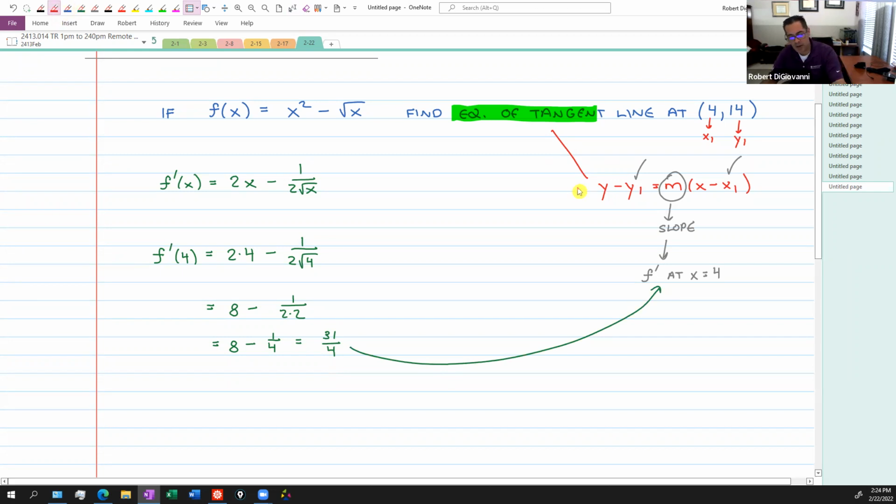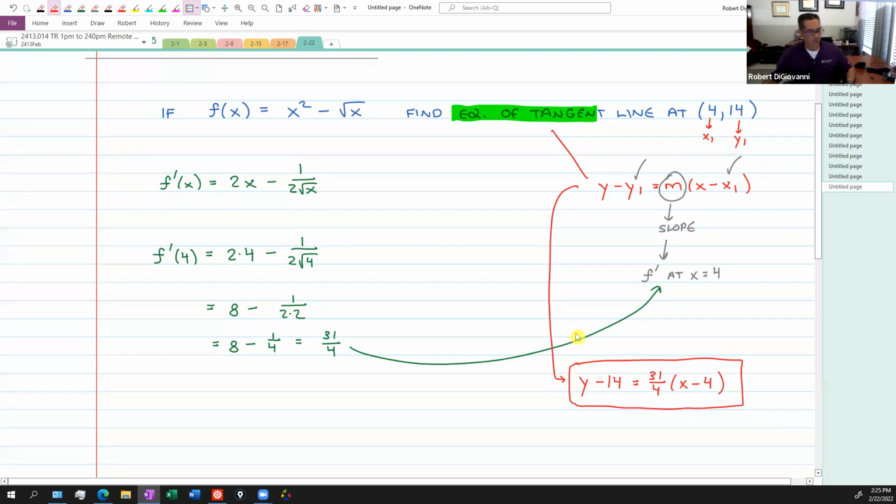So I'm ready for the equation. y minus 14 equals 31/4 times x minus 4. That is the equation of the tangent line at that particular point. Do you see how fast it works now that we have the shortcut? We can just get that derivative really quick. Questions?